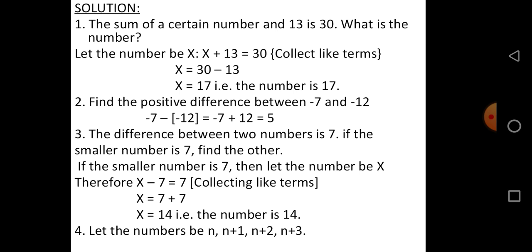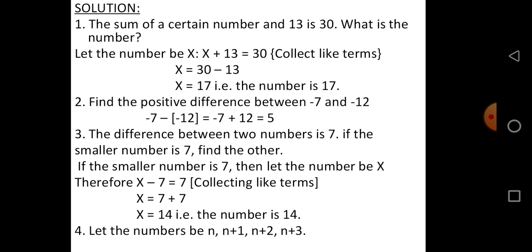That is, the number is 17. That is, 17 is that number that when you sum it with 13, the answer will give you 30. That is, when you add 17 to 13, it's supposed to give you 30.